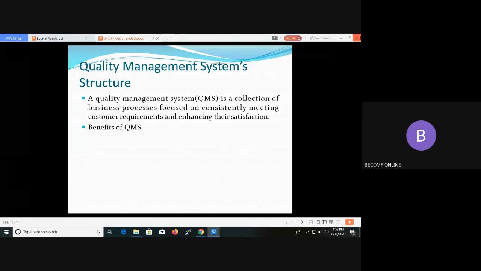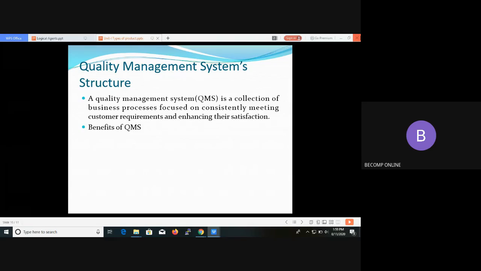Quality management system structure: software quality management is the collection of business processes which is focused on consistently meeting customer requirements and enhancing their satisfaction. There is a question which was asked for 2 marks related to this. The question was: with respect to the quality management system, explain the quality management system structure. Now, what is expected here?